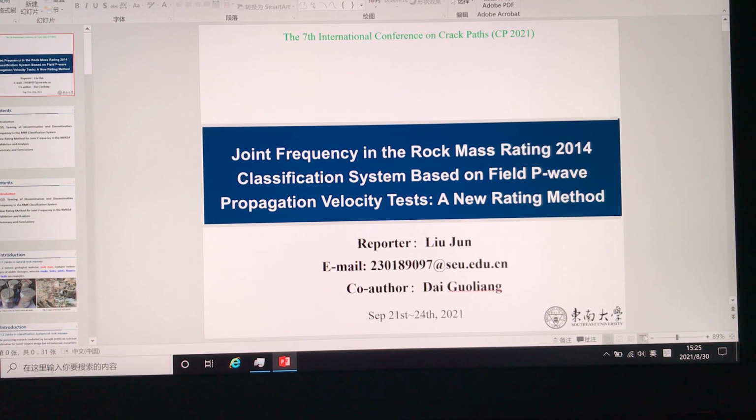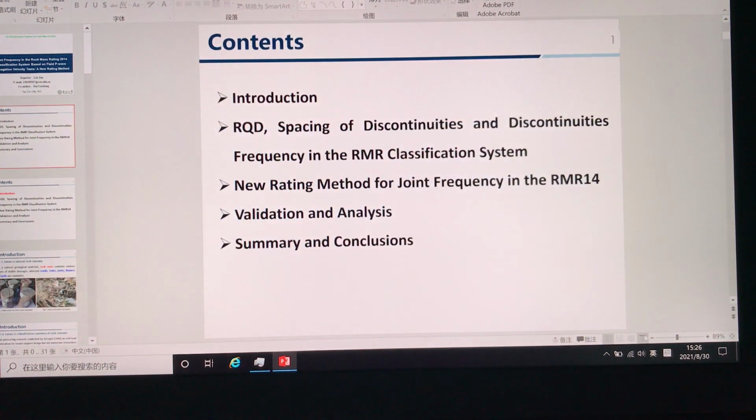Today we are going to talk about joint frequency in the RMR 14 classification system based on field P-wave propagation velocity tests, a new rating method. Our report contains 5 different parts. Firstly, introduction.